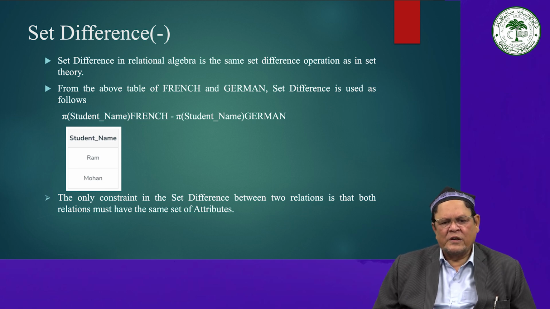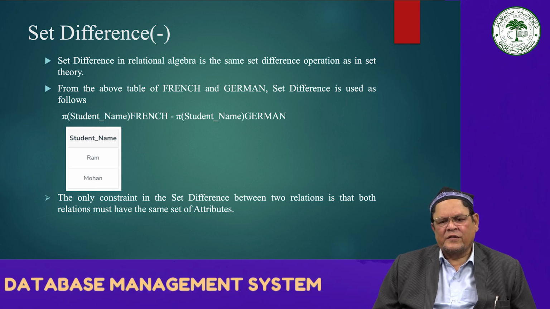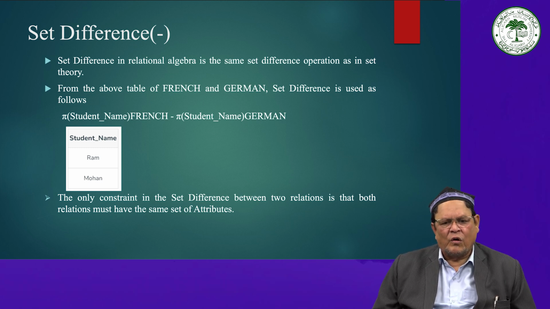The set difference operator is represented by the symbol minus when applied to two relations. I have taken an example of French and German. It produces a new relation containing all tuples that are present in French but not in German. The resulting relation includes only those tuples that exist exclusively in the first relation and excludes any tuples that are common to both relations or present only in the second relation.